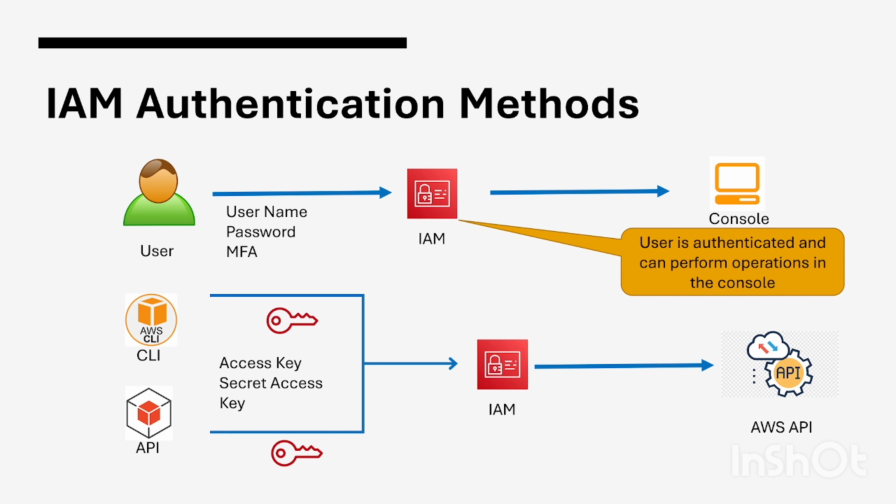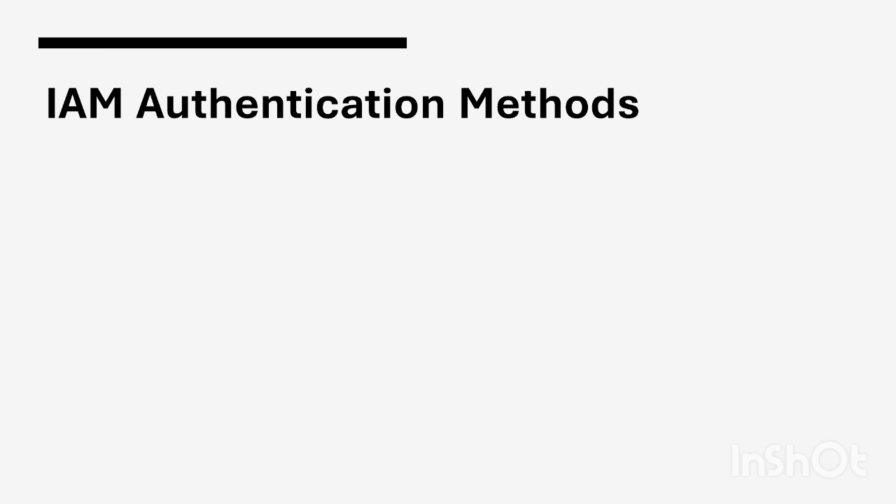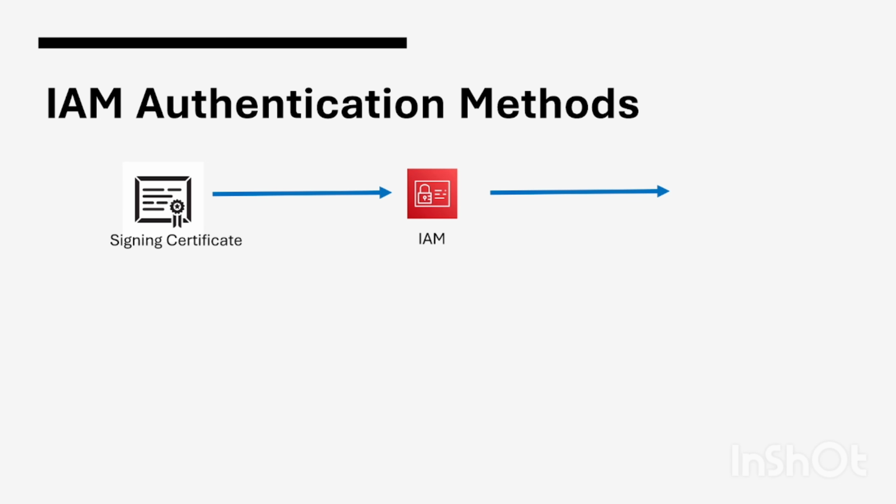So now this concept is pretty much clear: in order to get to the management console, we have username and password as our authentication method, and MFA is optional. And for the AWS API, there is programmatic access. But apart from these two methods, there are a few other methods in IAM authentication methods. Right. So the first one over here is signing certificates. Through signing certificates also we can access certain services.